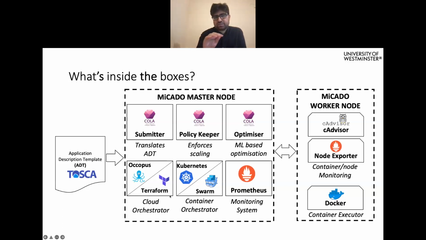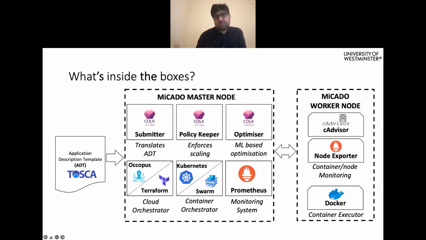So let's first focus on the bottom row. In the bottom row, there are mainly three components. One is called cloud orchestrators, the second is container orchestrator, and the third is called monitoring systems. MiCADO utilizes these already developed components. The first one is the cloud resource orchestrator, through which MiCADO dynamically creates the virtual machines. So far, we have integrated two different cloud resource orchestrators. One is called Octopus, and the other is a well-known cloud orchestrator tool called Terraform.